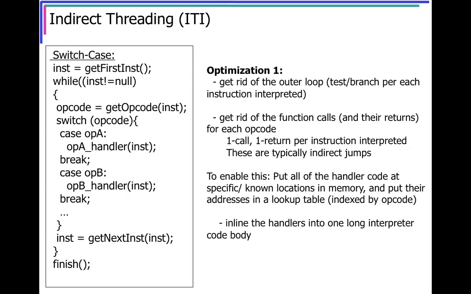Every time we call a function and return, we have one, if not two, indirect jumps to handle. So what we'll do here is put all of the handler code at a known location in memory, and then put the addresses of those locations into a table, so that we can index it by the opcode. So we get an opcode, we look that opcode up in a table to get an address. We're just going to jump using goto to the address that's in that table, and thereby we avoid the function call and return. And then finally we can take this one step further and inline the handlers into one long interpreter code body.